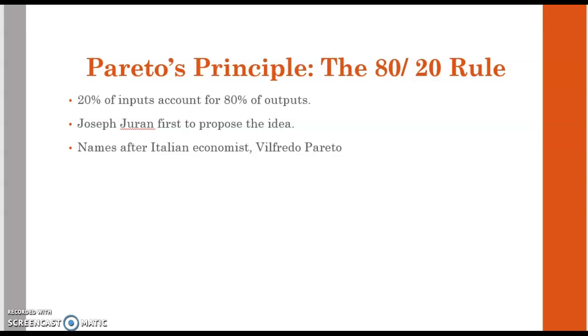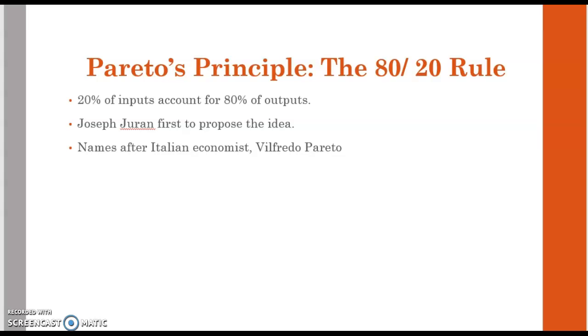Pareto charts are based on Pareto's principle. Pareto's principle, sometimes known as the 80-20 rule, states that roughly 80% of outputs are caused by 20% of inputs. A management consultant by the name of Joseph Juran was the first to propose the principle and named it after an Italian economist, Vilfredo Pareto. Mr. Pareto first noted the occurrence when he observed that roughly 80% of Italian wealth and land were controlled by just 20% of the population.